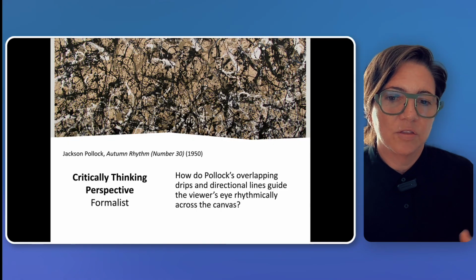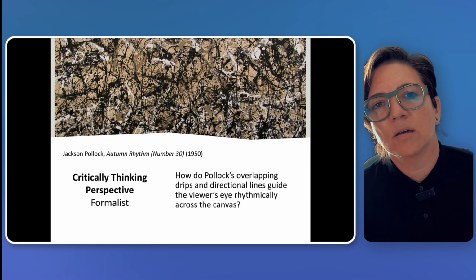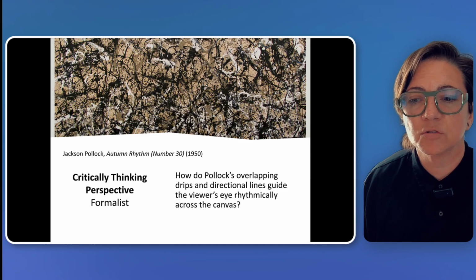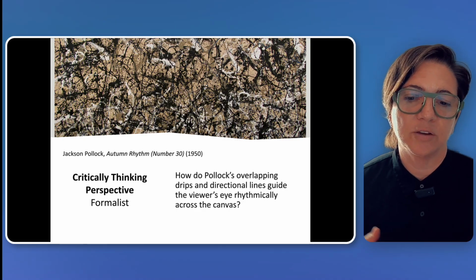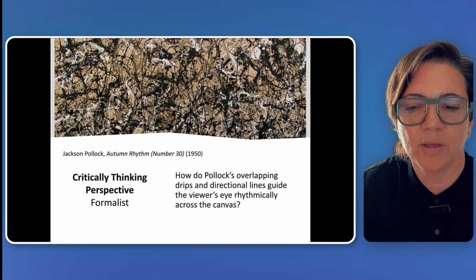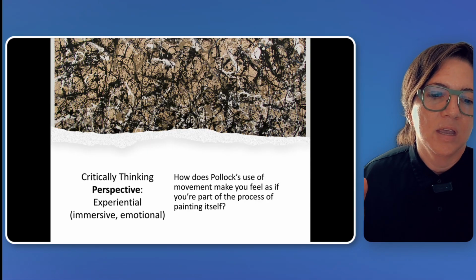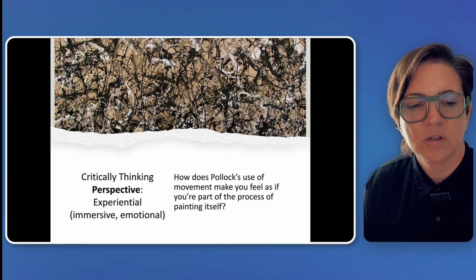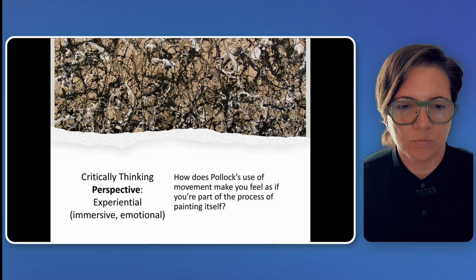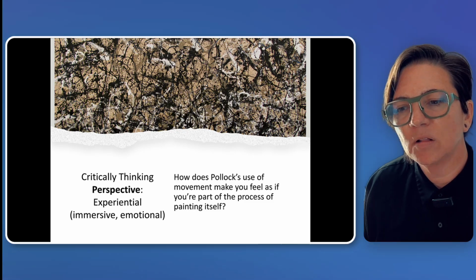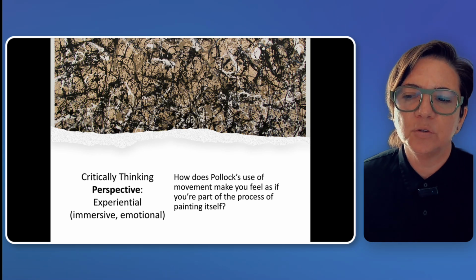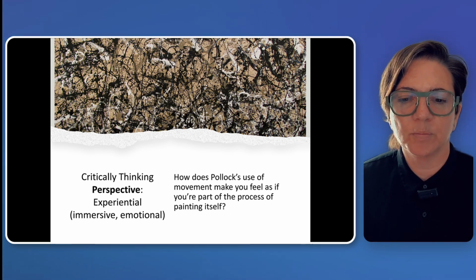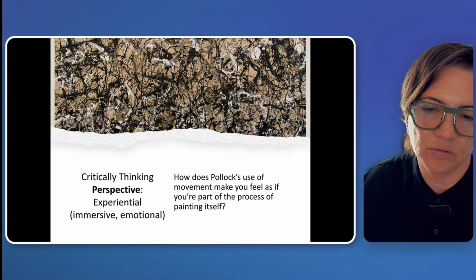Jackson Pollock. From the formalist perspective, we would ask, how do Pollock's overlapping drips and directional lines guide the viewer's eyes rhythmically across the canvas? In a more experiential, immersive and emotional perspective, we would ask, how does Pollock's use of movement make you feel as if you're a part of the process of painting itself?